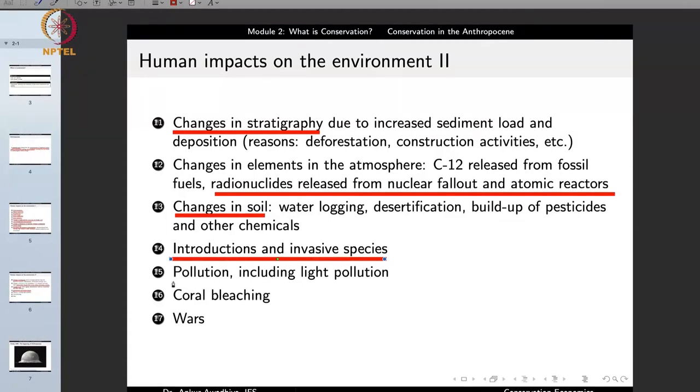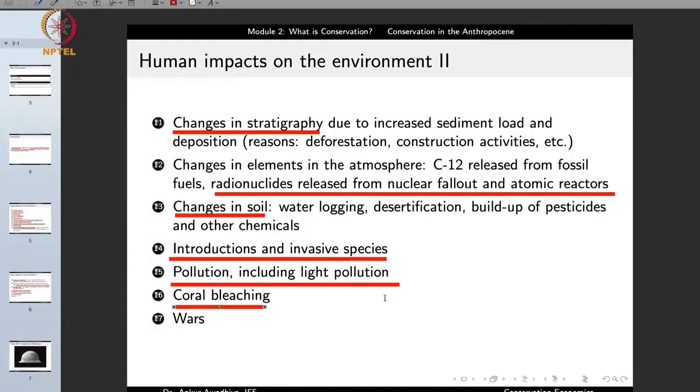Then we have pollution, including light pollution, that we are seeing because of the humans. We are observing coral bleaching. Now, coral bleaching means that because of changes in the water of the oceans, especially because of acidification and because of pollution, a number of corals die off. And when they die off, the color of the coral changes. It becomes white in color, so it becomes bleached. So bleaching is an indication of the death of corals.